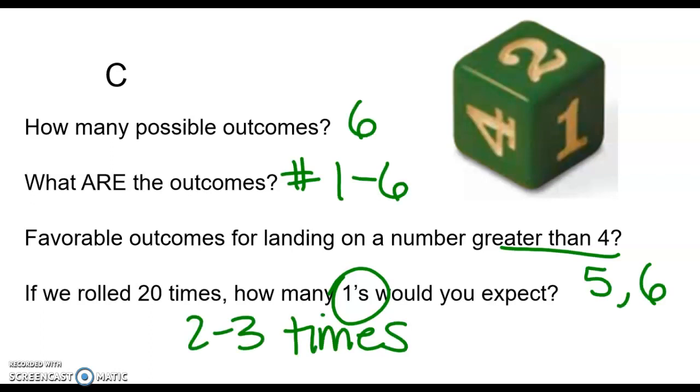Okay, so there are 6 different outcomes. That's my first answer. What are those outcomes, or the possible outcomes? Well, the numbers 1 through 6. Those are the different things you could get when you roll a dice. Favorable outcomes for landing on a number greater than 4 would be if you roll a 5 or if you roll a 6. Okay? And if we rolled 20 times, I would estimate we might get a 1, right? 2 or 3 times. Your answer might be different, right? We could actually do this and see what we come up with, but if we were just estimating or guessing the probability of that, I'd say 2 or 3 times, right?